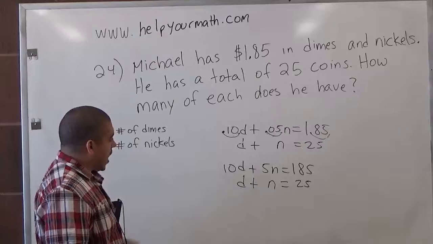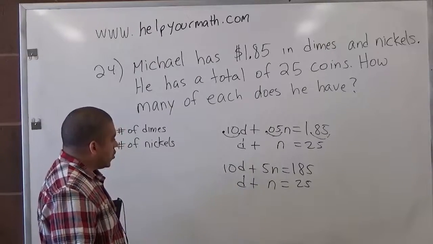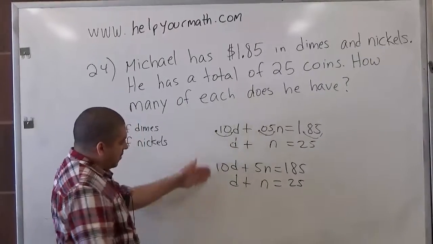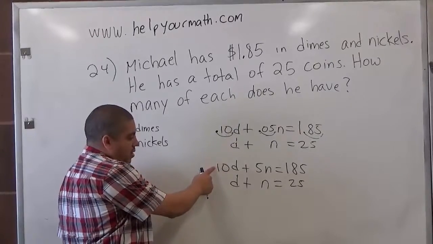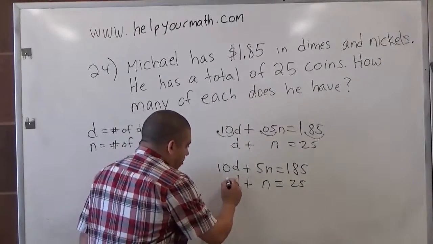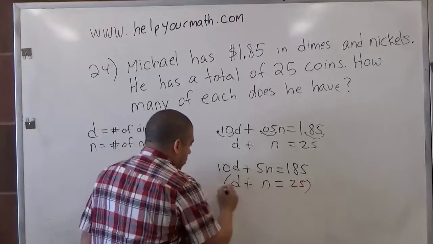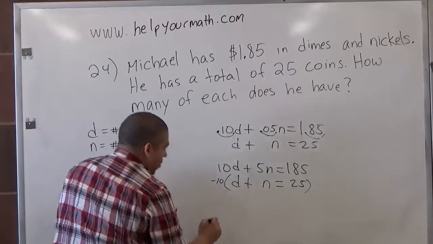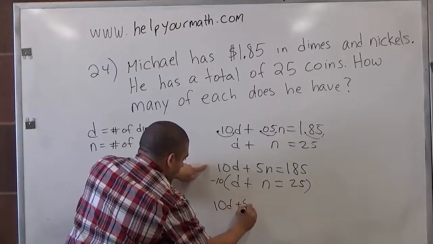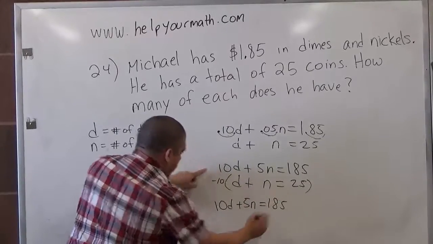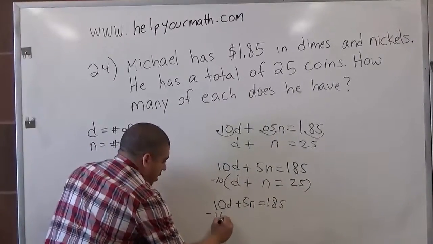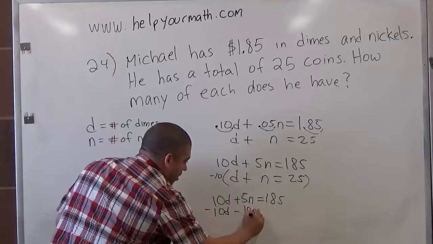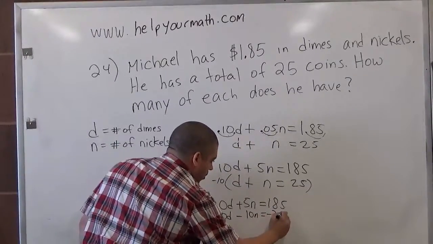So now I would like to eliminate one of these variables. If I can get this to be a negative 10D, when I add the two equations, it will cancel out with this positive 10D. So I'm going to multiply everything here by negative 10. I'm going to rewrite this here just to keep my work in order. And I'm going to multiply everything here by negative 10. So it's going to give me negative 10D. You have to distribute this. Minus 10N equals negative 250.